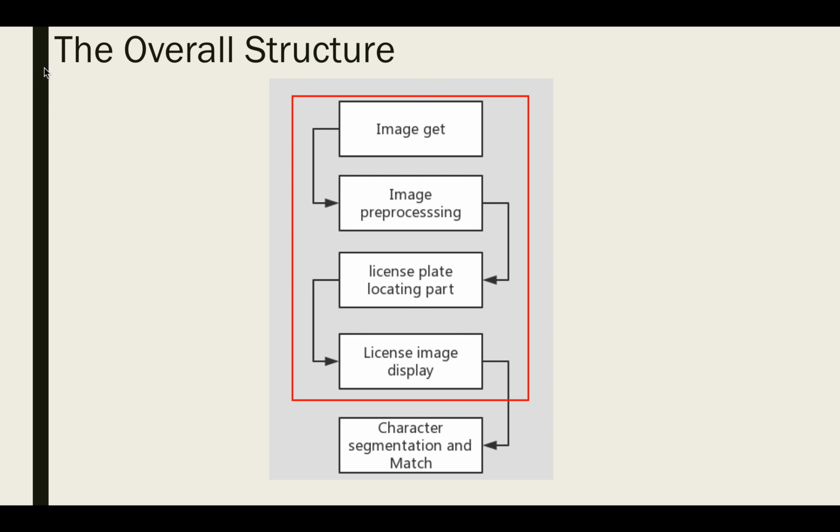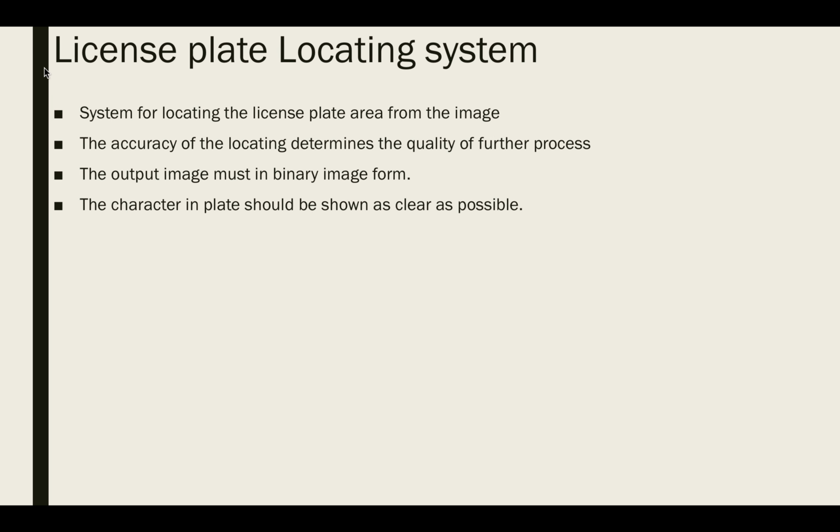Okay, here is the overall structure of this system. After you get the image, you need to do some image pre-processing. And the next step is a license plate locating part to locate the target license area of the image. And you need to display that image for the further character segmentation and match. Okay, that's the whole structure of the system. But in my design, I will only do the first four parts, and that is the license plate locating system.